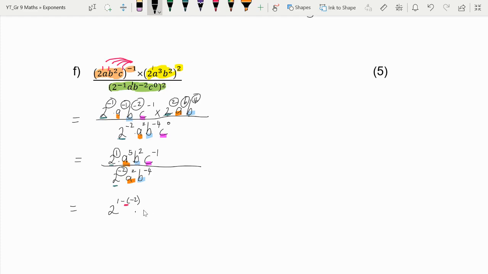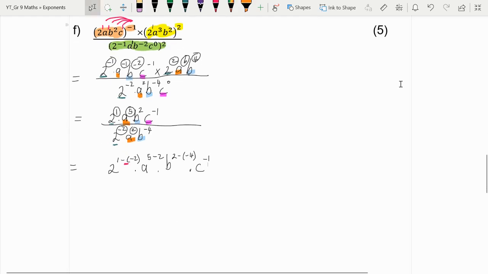Okay, then for my base of A, I take the exponent at the top and I subtract the exponent at the bottom. And then for my base B, I take my exponent at the top and I subtract my exponent at the bottom. And then I've got my base C, which is just the same. Okay, so there's my next step. We need more space.